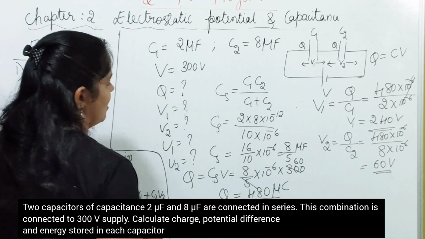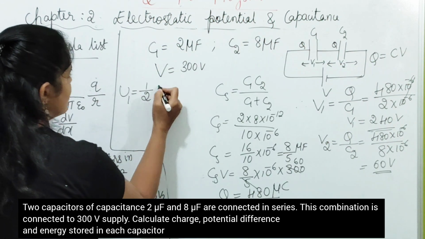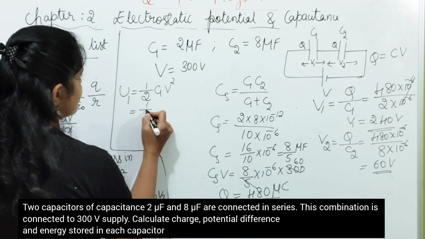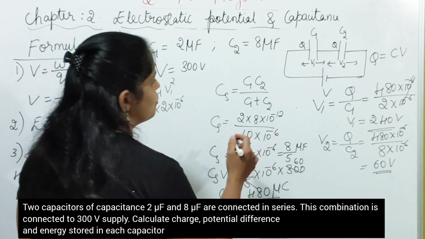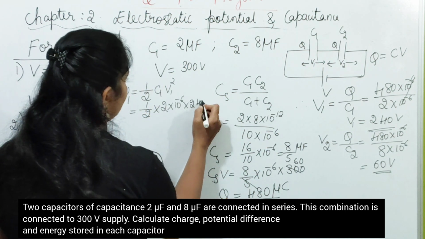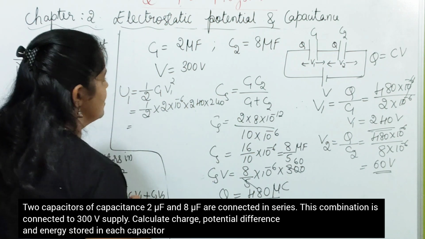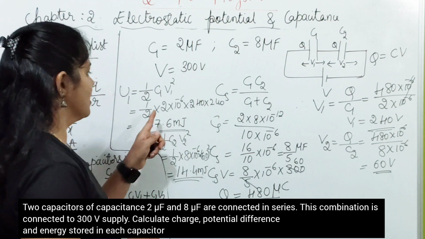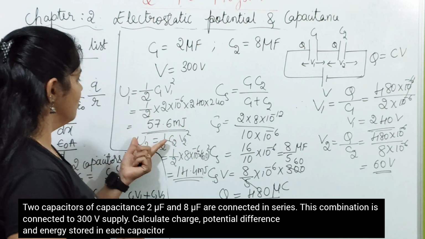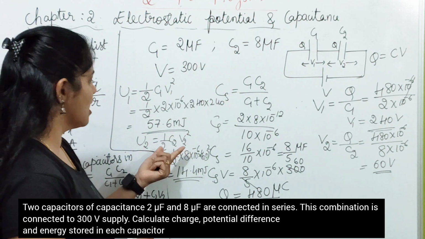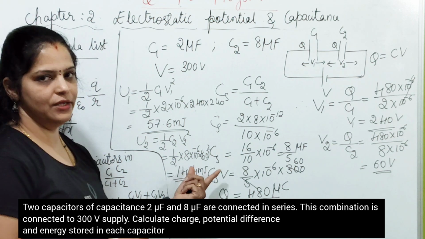Now the next one is the energy stored on each capacitor. The energy on each capacitor, U1, is half C1 V square. So half, C1 is 2 into 10 to the power minus 6, and V1 is 240. Multiply 240 twice into 240. The 2 cancels, so 240 square. After calculating, we get 57.6 millijoule. Similarly, the energy stored on the second capacitor is half C2 V2 square. Substituting, we get 14.4 millijoule.